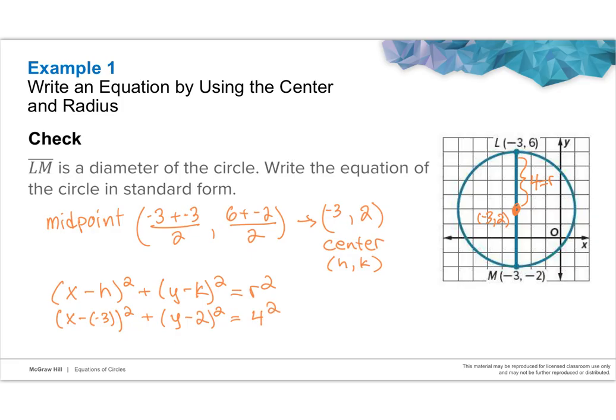Remember, no double negatives, so we're going to change this to x plus 3 all squared and y minus 2 all squared. And then our second round of simplification is to evaluate the r squared number. So 4 squared is 16. And so there is our final answer.